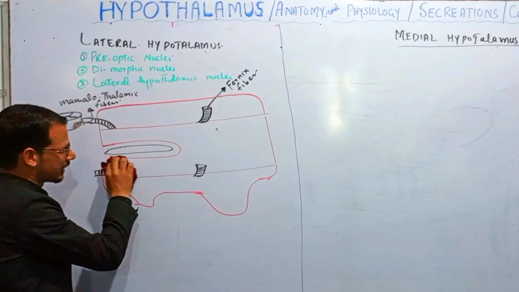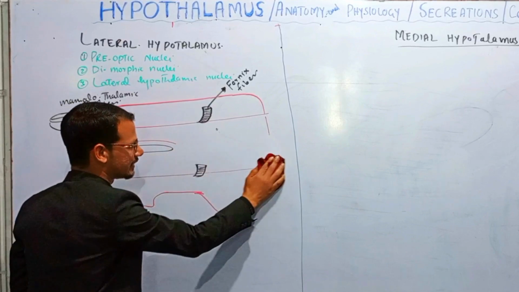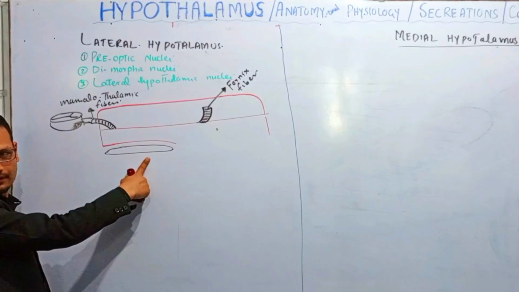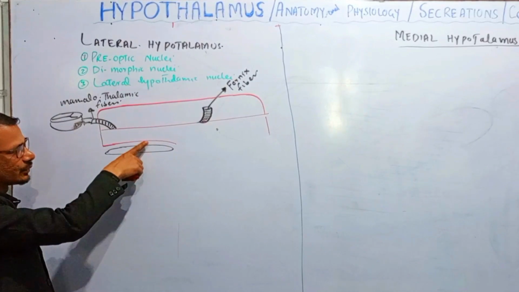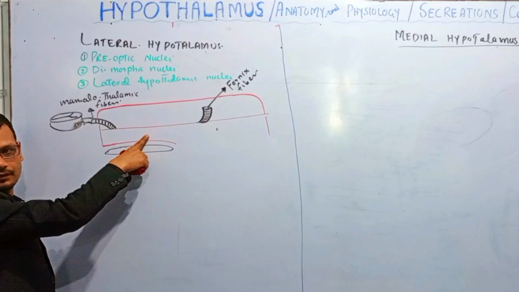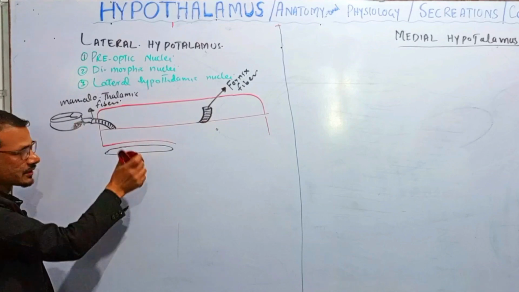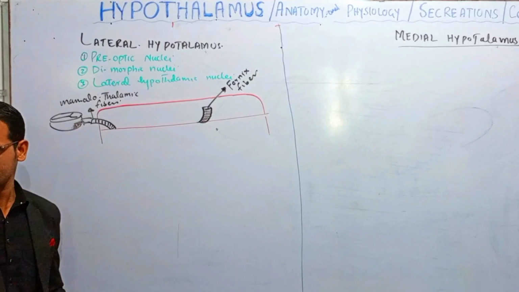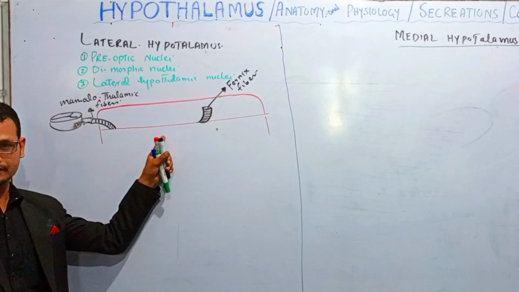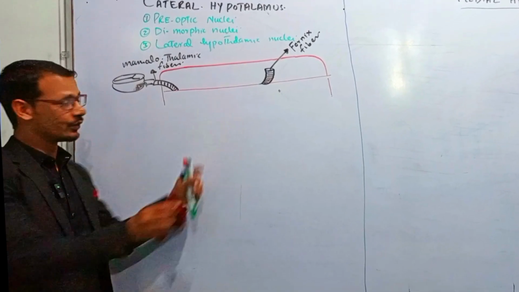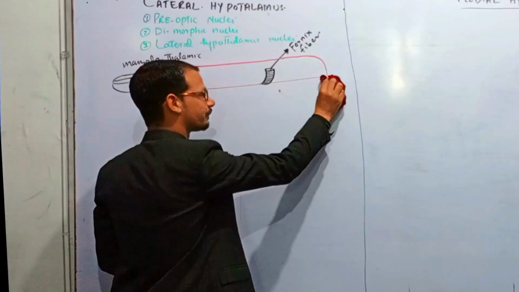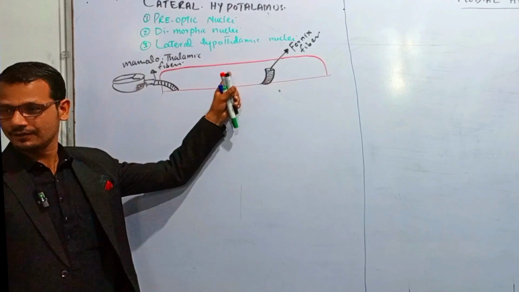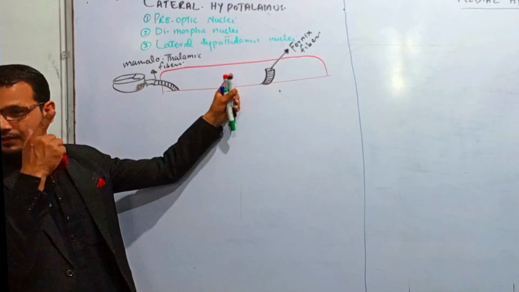Now we will cut this hypothalamus from here, right? For example, I am cutting this hypothalamus from here. Now we will see this third ventricle, and after the third ventricle we will see again the medial hypothalamus. So we will cut this third ventricle also. Now we are seeing the medial side of the hypothalamus. Now we will remove this medial side also. Right, now we are seeing the lateral side from the medial side.